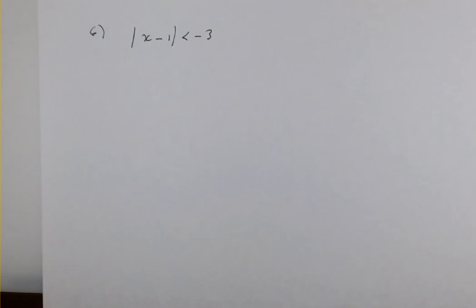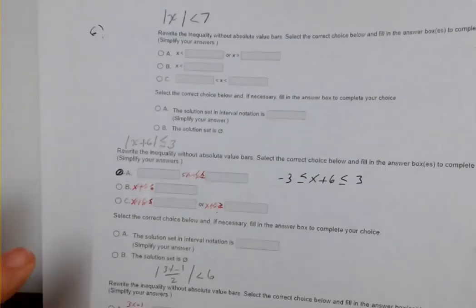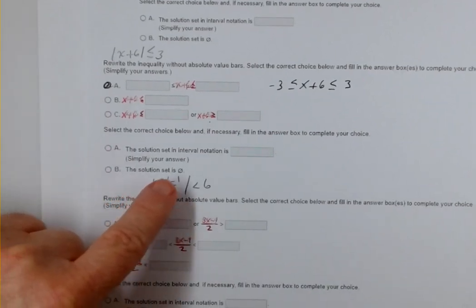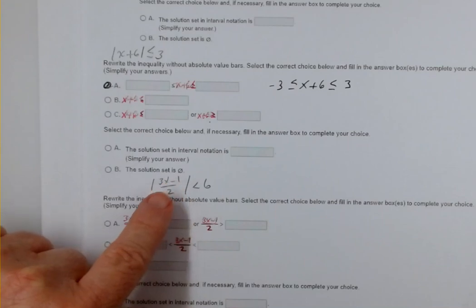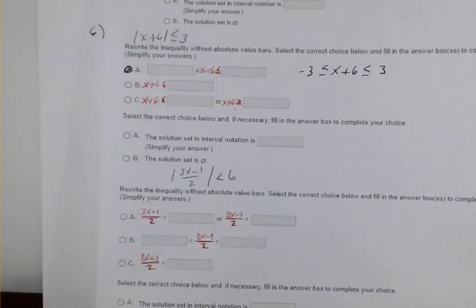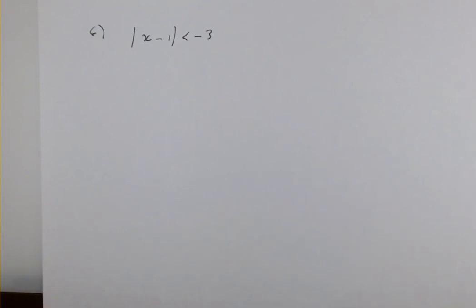So there are some special cases. You'll notice that when you looked at the MyLab example, one of the choices down here is the solution set is the empty set. See that? That was one of your choices. But all the problems we've done so far, you've had solutions, right? Can we do one without a solution? We're about to do number 6.